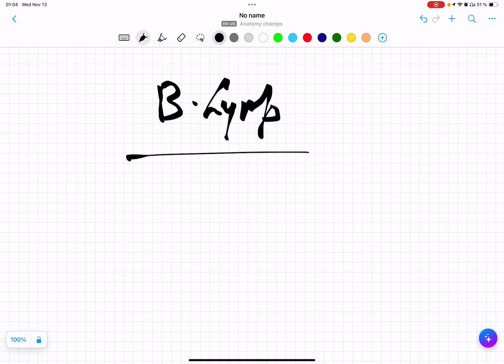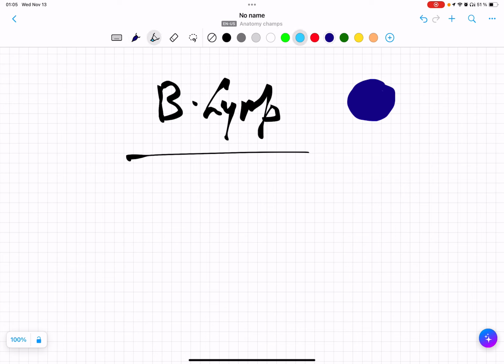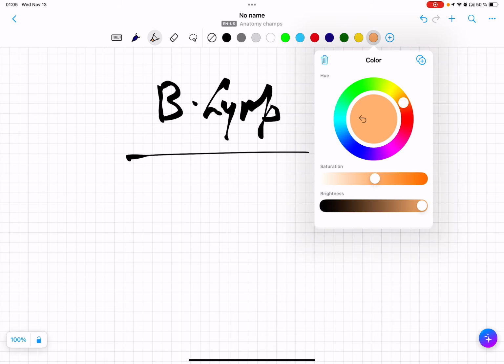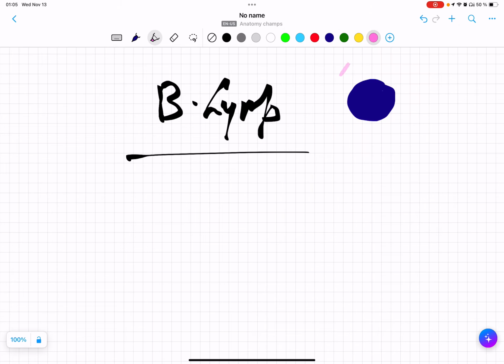B lymphocytes are also inactive. That is why when you see a B lymphocyte, its nucleus appears dark blue. Why? Because they are inactive and inactive chromatin is dark, known as heterochromatin. So you will see just cells with dark blue nuclei.